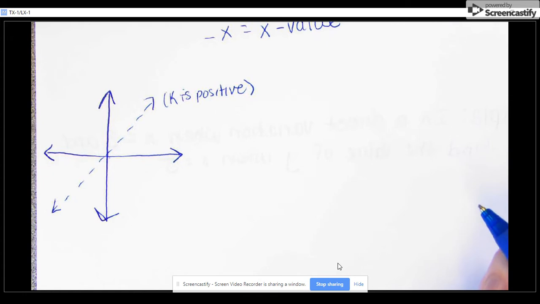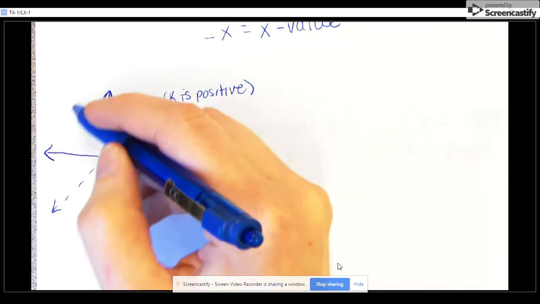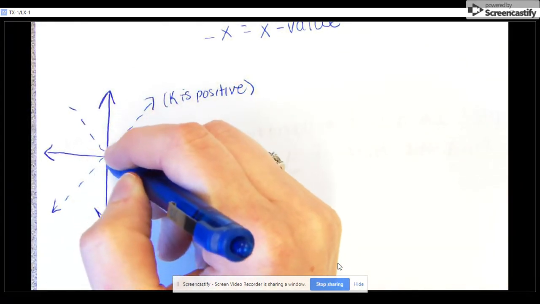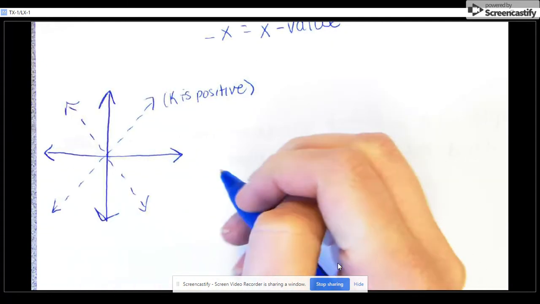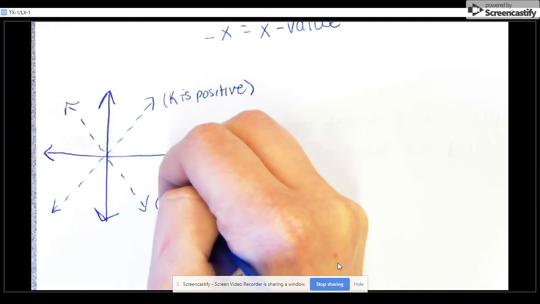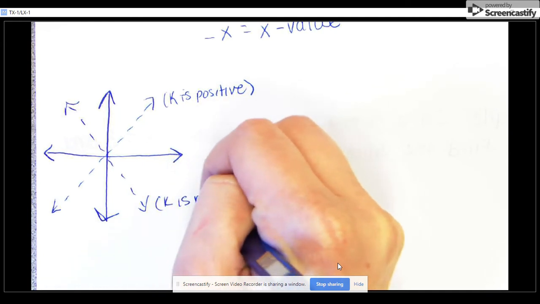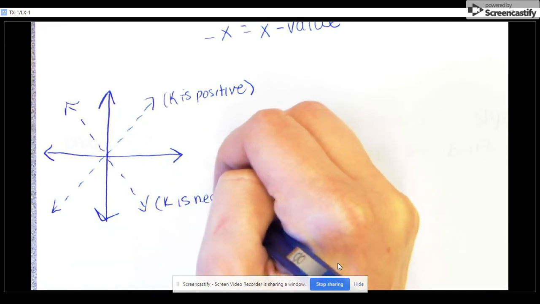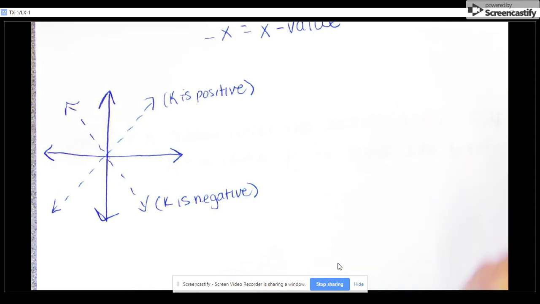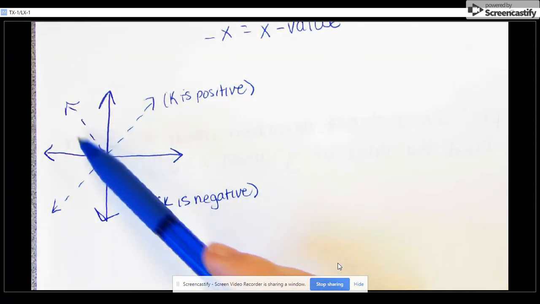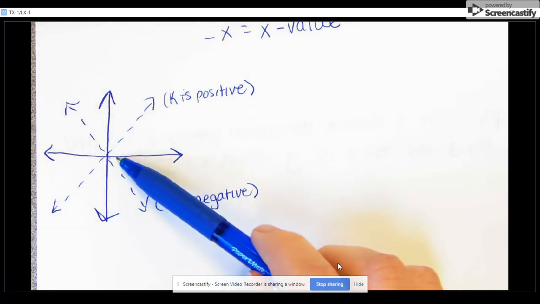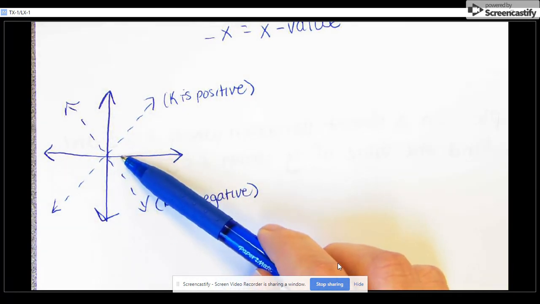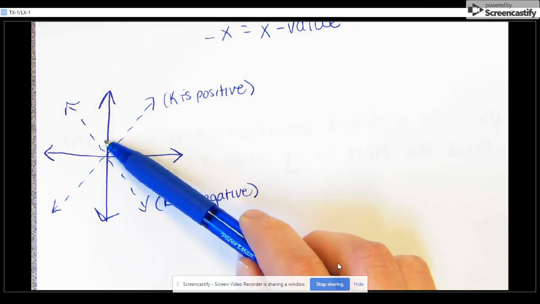Another type of direct variation is going to be negative. So in this situation, k is negative, so the constant is negative. So this is what direct variation looks like in a graph. When we have the x values get bigger, so do the y values.